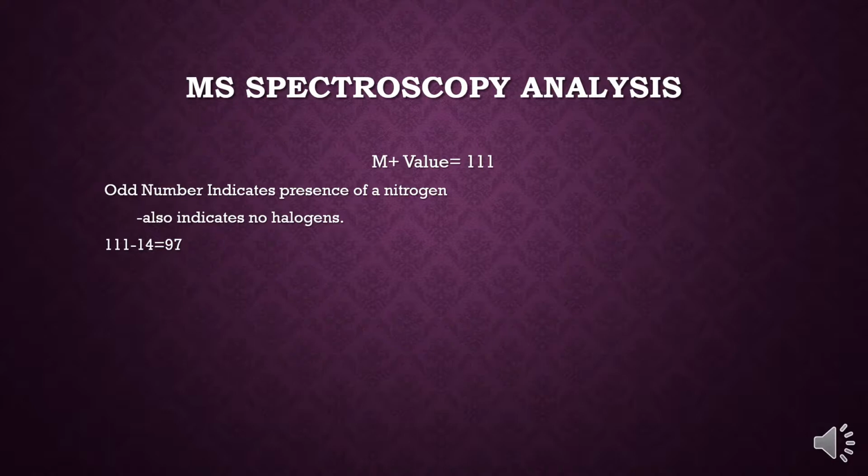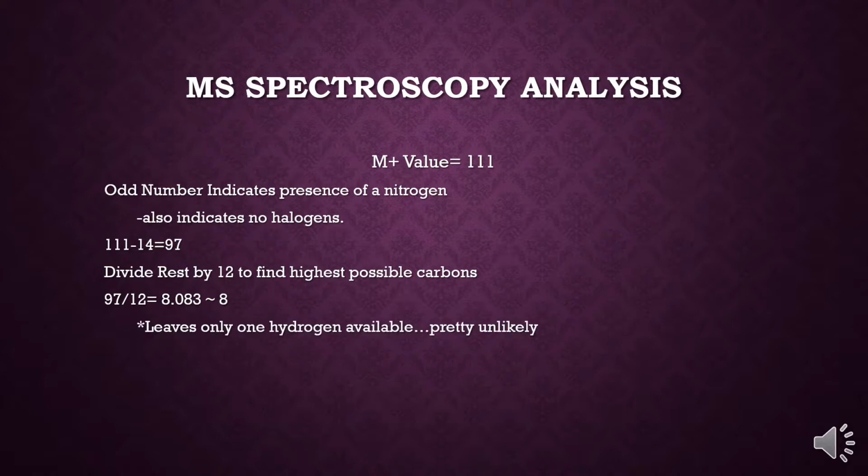So you know you have at least one nitrogen, but now you need to find how many carbons could possibly be in it. To find the max number of carbons, you divide your new number by 12. When you do that, you get about 8. This is the max number of carbons present, but it's not necessarily the total. If you use 8, that means you only have one hydrogen left available based on your mass, and this is pretty unlikely. So what you want to do is substitute one of your carbons in for 12 hydrogens.